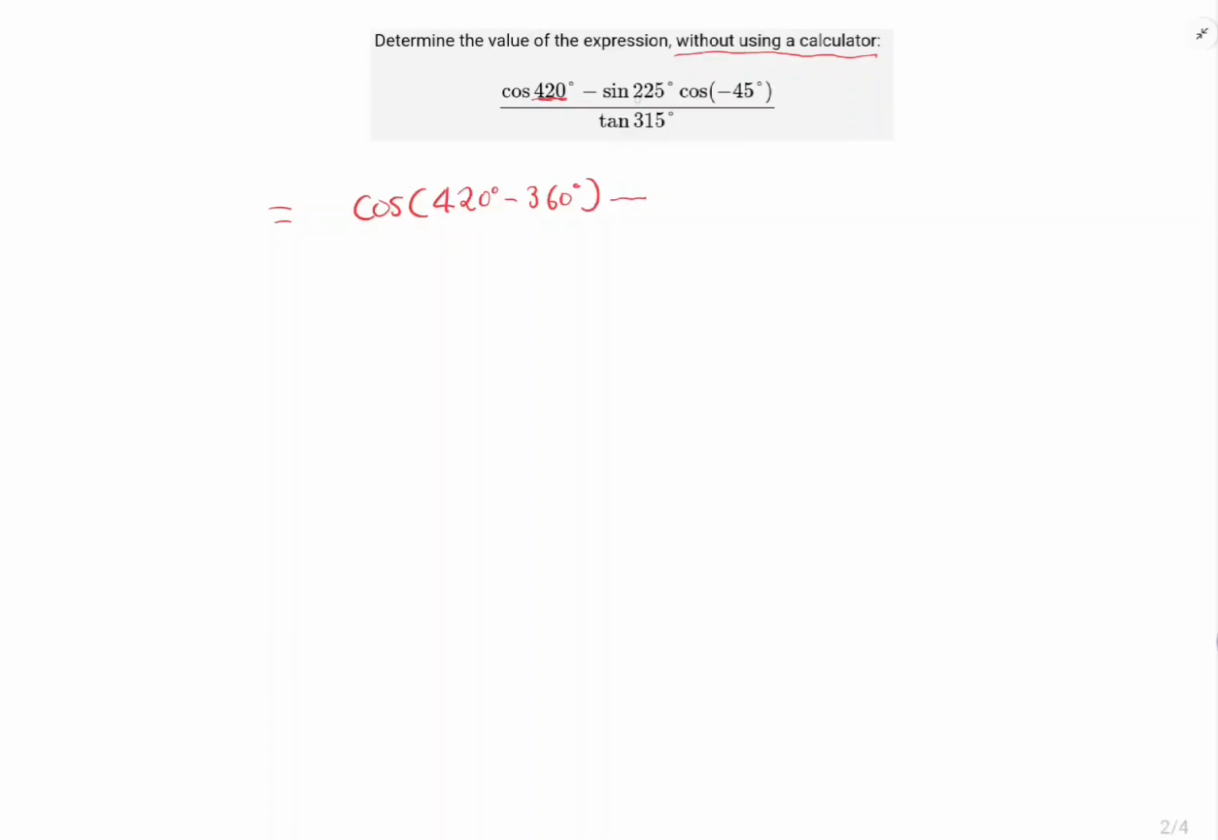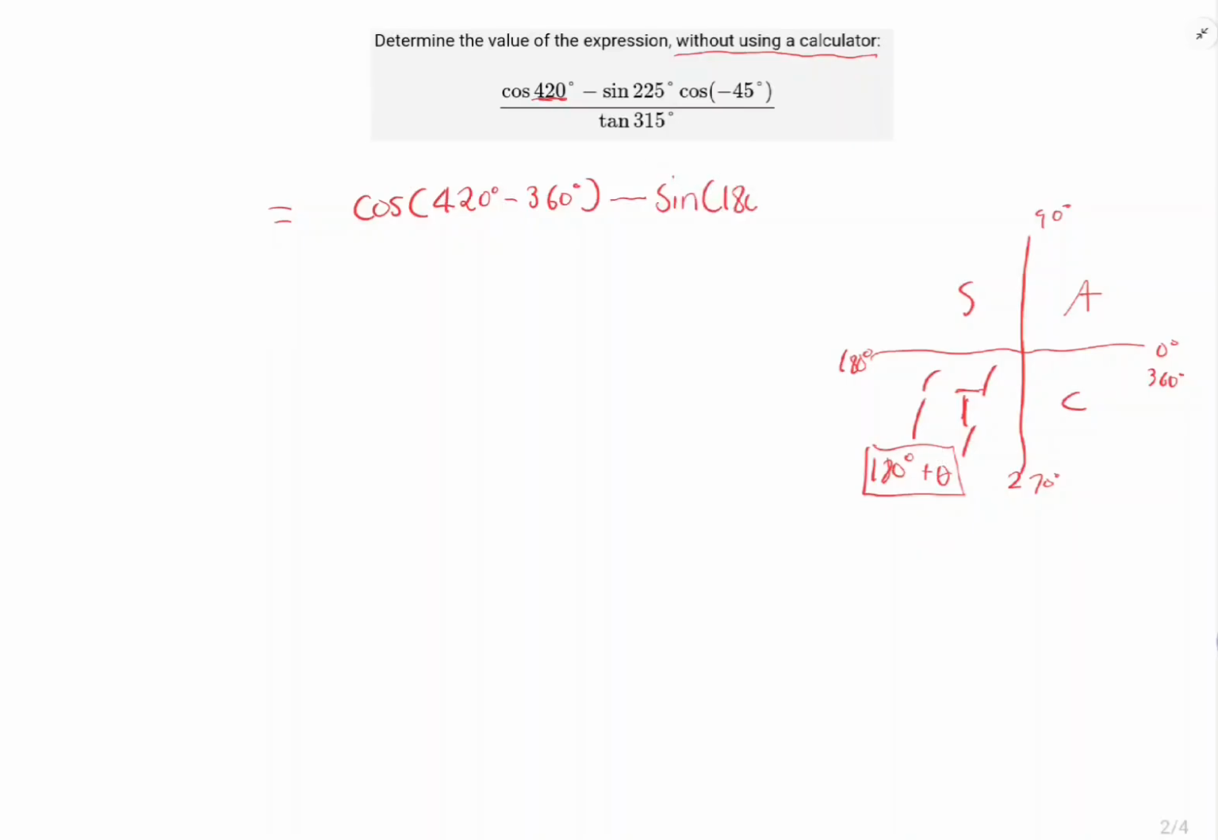And then sine 225 degrees. It's not bigger than 360 degrees, but we still want to reduce this. So let us go ahead and do our infamous CAST diagram: 0, 90, 180, 270, 360. In which quadrant is the 225 lying? It's lying somewhere here in this quadrant, the third quadrant, right? And we know that in the third quadrant we get this form, so we're going to use this form.